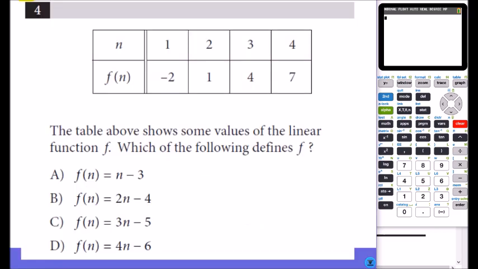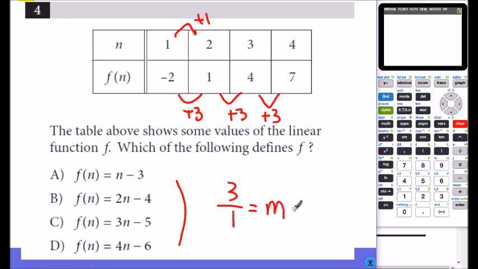Number 4, the table above shows some values of linear function f. Which of the following defines f? It seems like it's a linear function. If you find the slope, which is change in y over change in x, as you can see, it's adding 3 when x increases by 1, so 3 over 1 will be your slope, m. Just find anything that has a slope of 3, so it must be C.